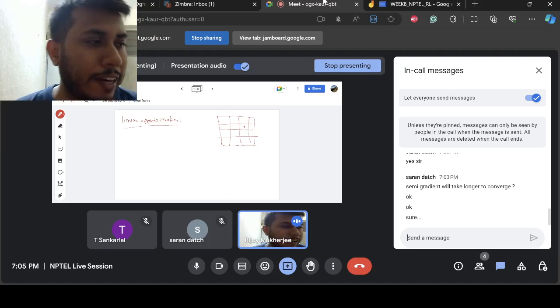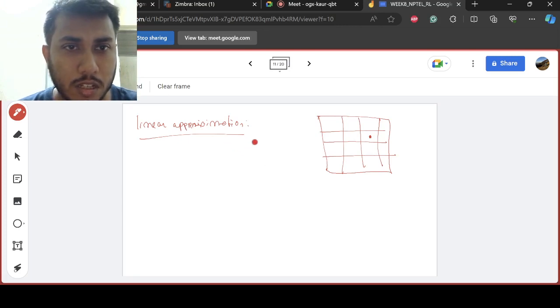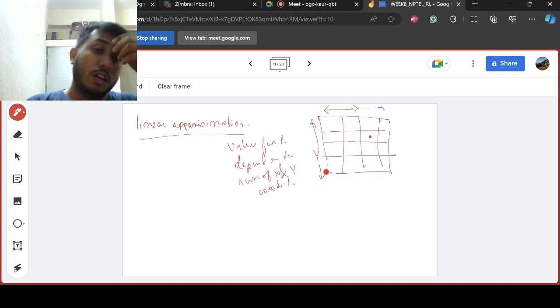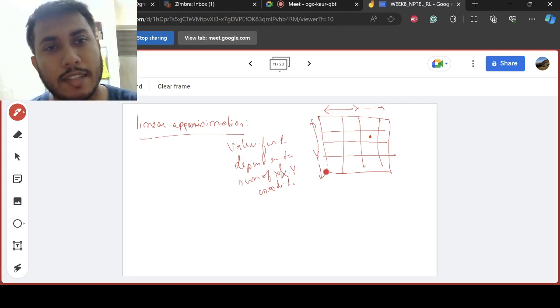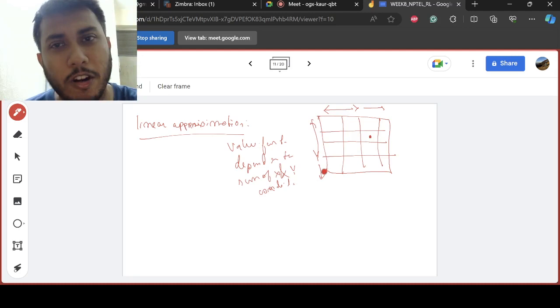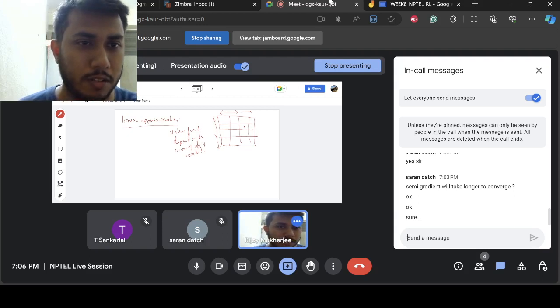Now you find out that the value function depends on the sum of the x and y coordinate. Suppose this is x and this is y. So let's say the value function at some point depends on some average sum of your x and y coordinate. This is a typical example of linear approximation. So you can approximate your value function linearly in that case.